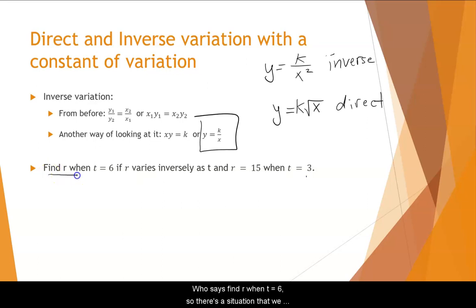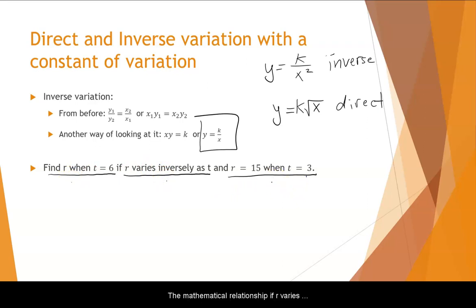So let's do this problem. It says find r when t equals 6. So there's a situation where we don't know all of the parts. If r varies inversely as t, that tells us our mathematical relationship, and r equals 15 when t equals 3. That third part is the situation that we know. So: situation unknown, mathematical relationship, and situation that we do know. For the mathematical relationship, if r varies inversely as t, we have r equals k divided by t.